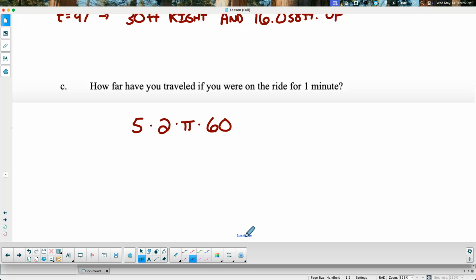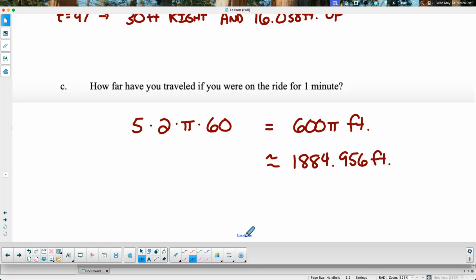So therefore you went 600 pi feet, and 600 pi is approximately 1,884.956 feet, or 0.35 of a mile. So 0.35 of a mile. Okay.